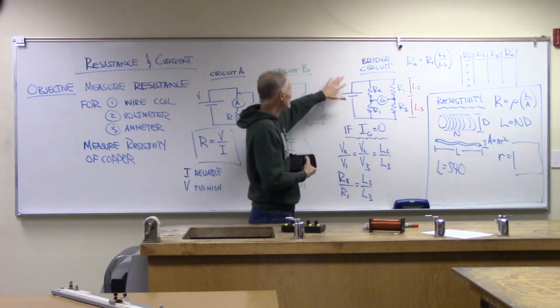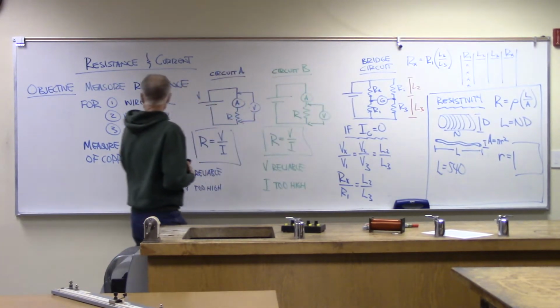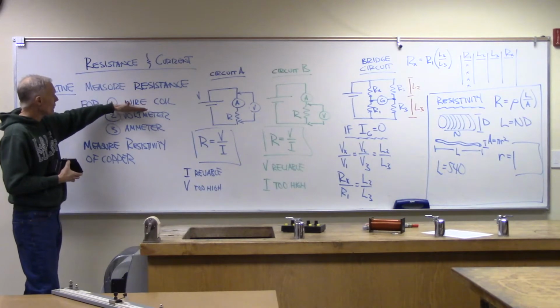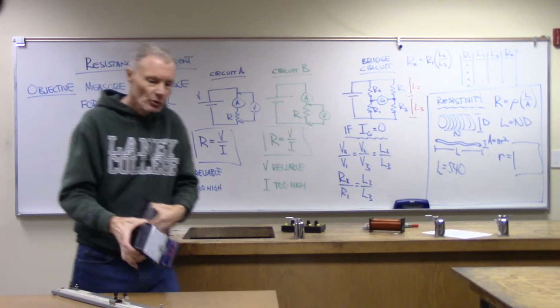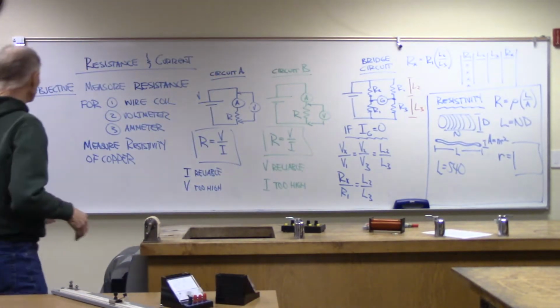So for the bridge circuit, we've got 3 different things we want to measure: the wire coil, the voltmeter, and the ammeter. We're going to measure all of them. Okay, so that's what we've set out to do.